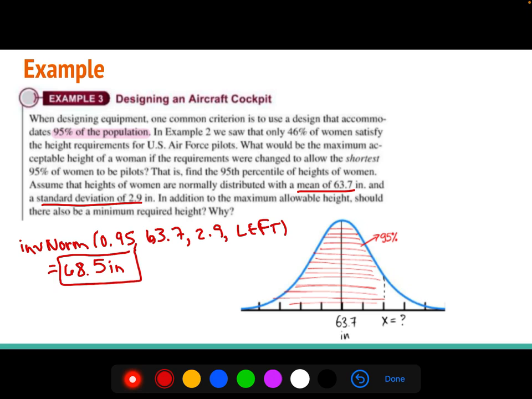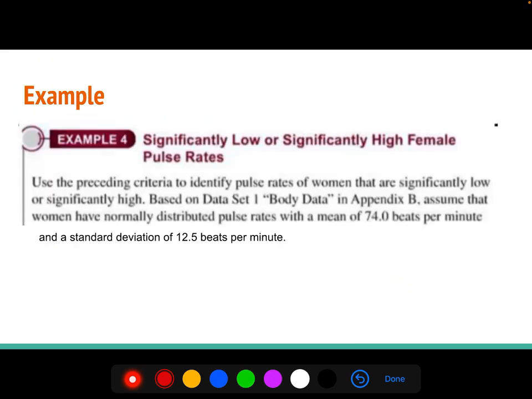Obviously, you need to have some minimum height because you need to have enough room for the women to be in the cockpit. They are going to be smaller than men. So I think we should have a minimum height requirement because you don't want the women not to be able to reach the controls and things like that.